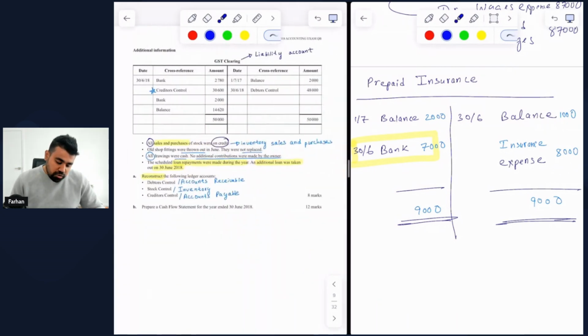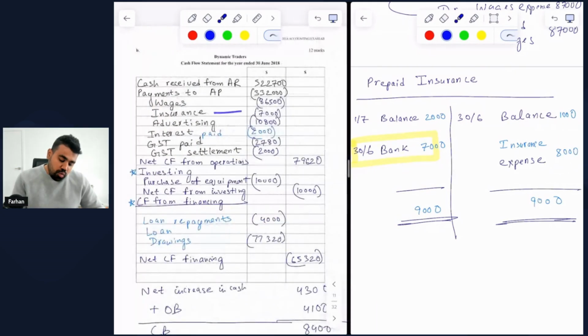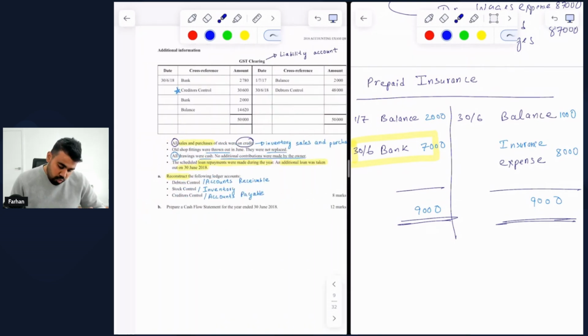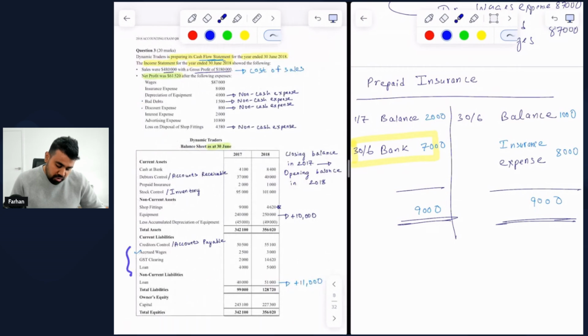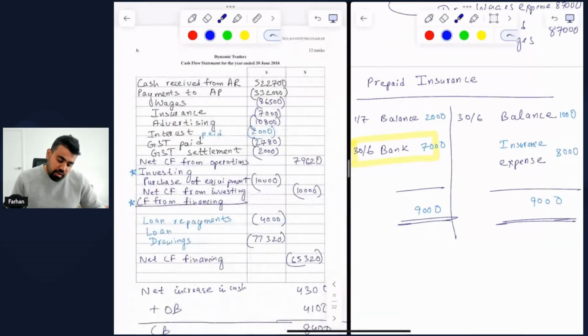So let's go to the cash flow statement, and you can see insurance that we have purchased is $7,000. Then we have advertising and interest paid of 10,800 and 2,000 respectively. We do not really have any accrued interest or accrued advertising. So we assumed with conviction that interest expense and advertising expense have both been paid, and those are the relevant figures that we have included here. $2,000 cash outflow for interest paid and $10,800 cash outflow for advertising expense that we have paid.